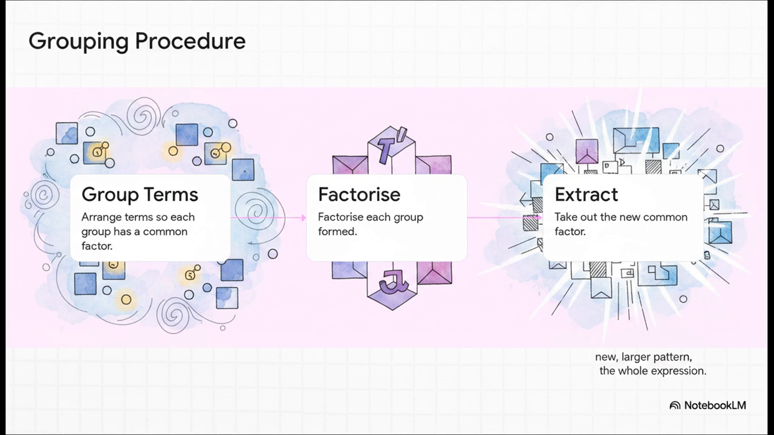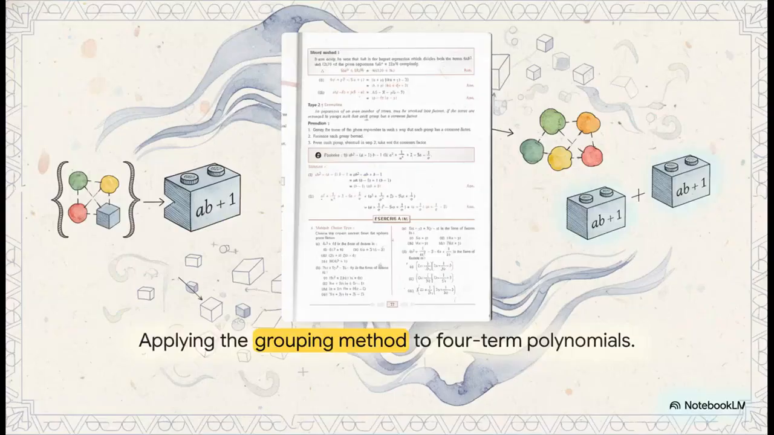The strategy here is divide and conquer. You temporarily split the equation into smaller teams that do share a common factor. You factorize those smaller teams, and suddenly, like magic, a new, larger pattern emerges. This perfectly illustrates that method.